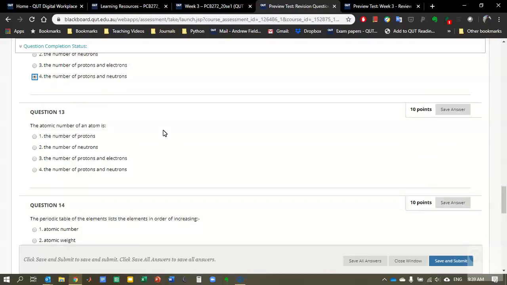And the atomic number, probably should maybe swap the order of these questions around a bit. The atomic number of an atom is the number of protons, and it's also the number of electrons. Remember, in a neutral atom, the negative electron charges and the positive proton charges balance, and therefore the atomic number is equal to the number of protons and also equal to the number of electrons. So in the case of boron, we have 5 protons, atomic number 5, it also has 5 electrons.